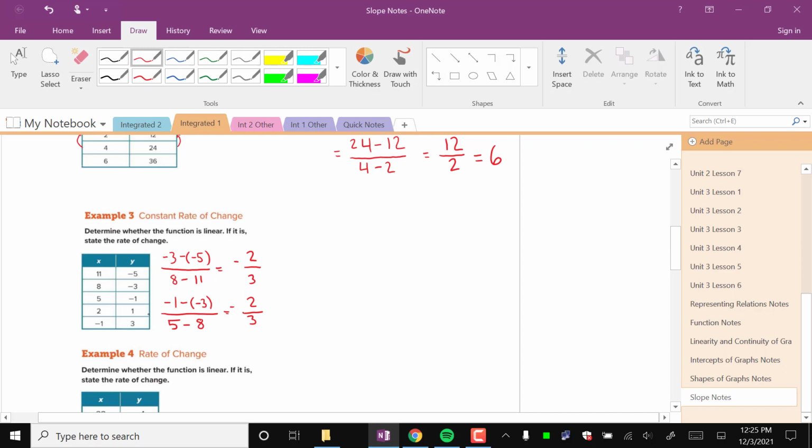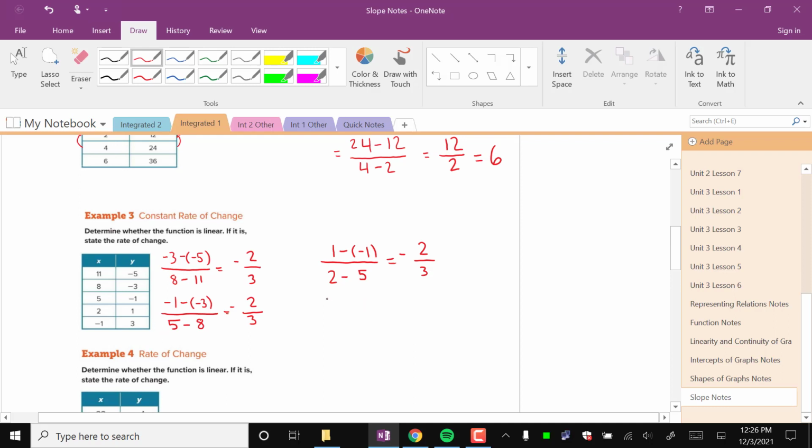My next one, 1 minus negative 1 over 2 minus 5. 1 minus negative 1 is 2, and 2 minus 5 is negative 3. So it's going to be negative 2/3. So far, we're looking like a linear function. Let's find out with the last one.